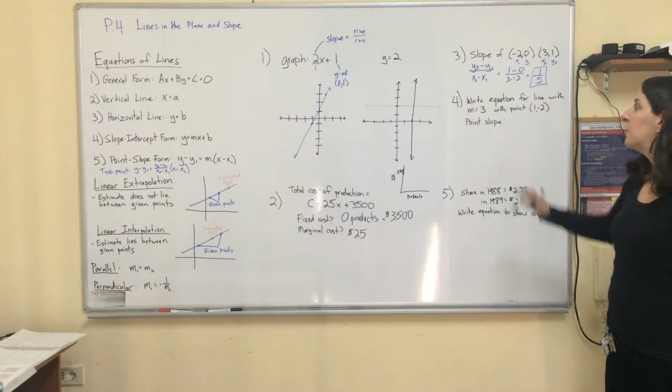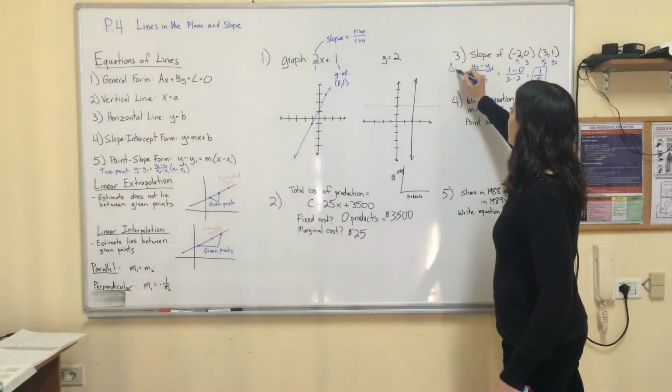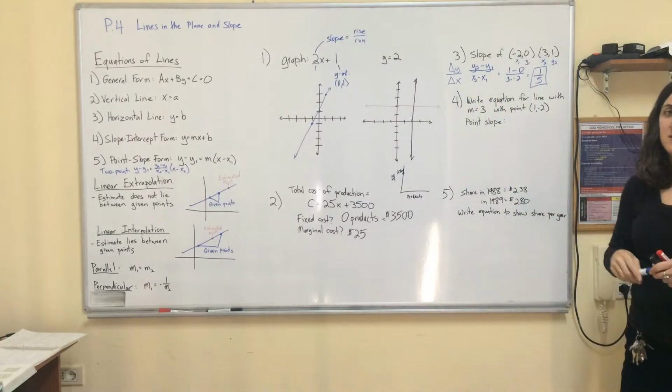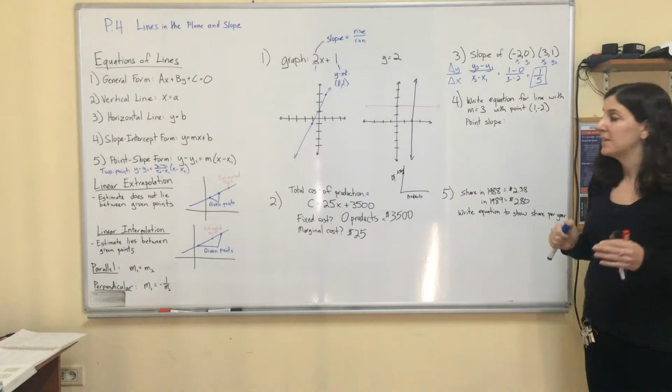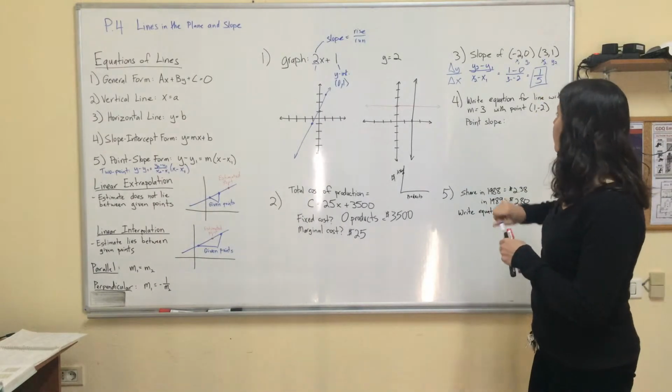So again, we find the slope, the difference in y over the difference in x. Sometimes we see delta y over delta x. y2 minus y1 over x2 minus x1 is the same exact thing. So just keep that in mind. Again, that's the slope.